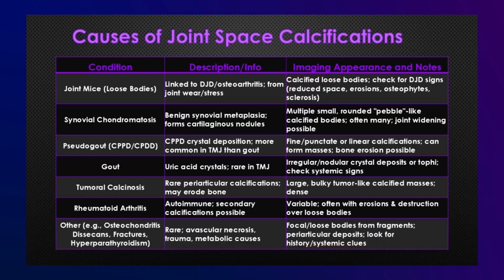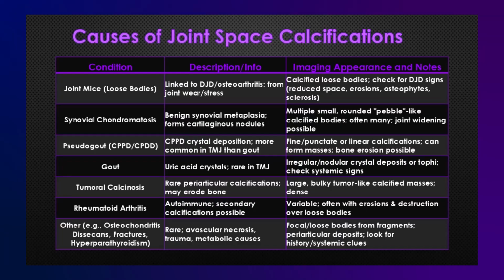Pseudogout or CPPD, and the only difference from that really is the type of calcification, although CPPD is a lot more common in the TMJ. It's also really common in the cervical spine, so that's something you'll see posterior to the odontoid process of C2 in some cases. And so pseudogout is a good one to recognize.